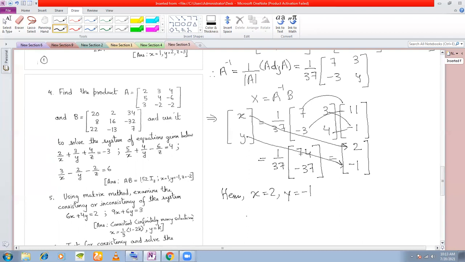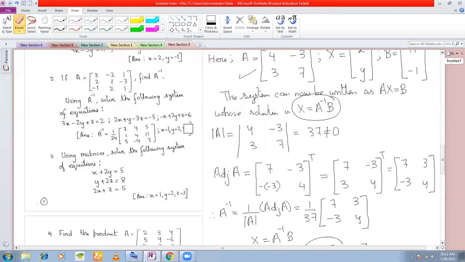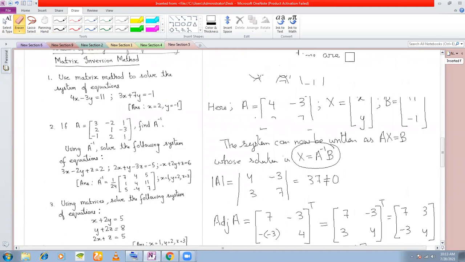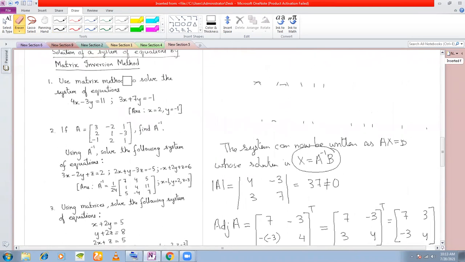Fine. Any question? This is how we solve a system of equations. Yes, tell me. Any questions you have on this solution of a system of equation? Clear? Yes, sir. Then we move on to the next.